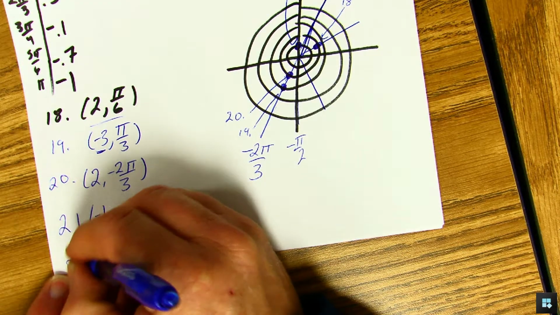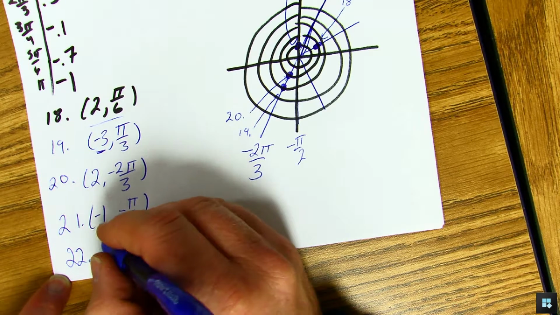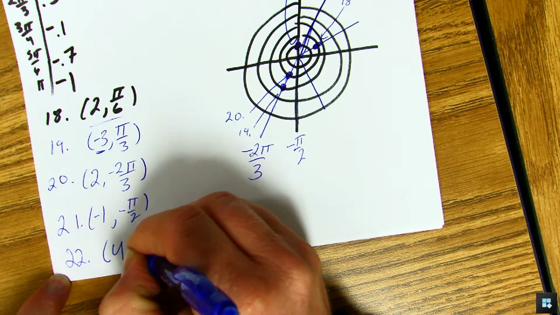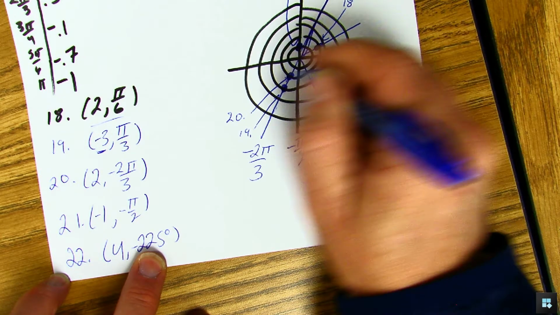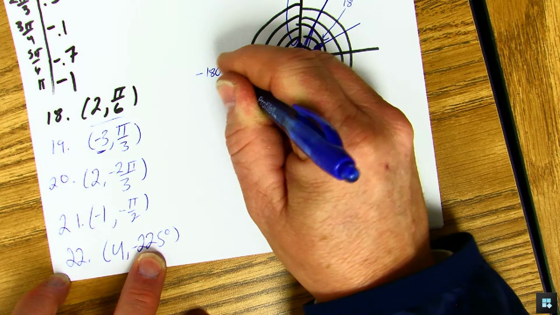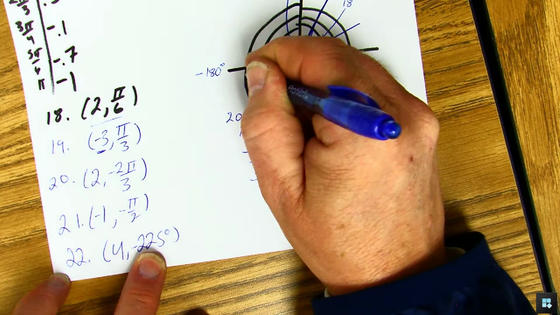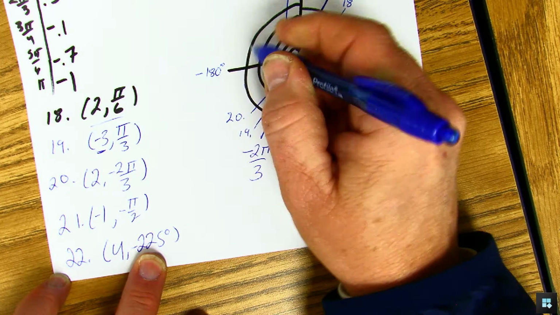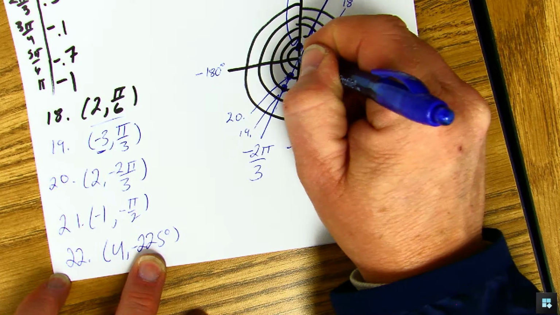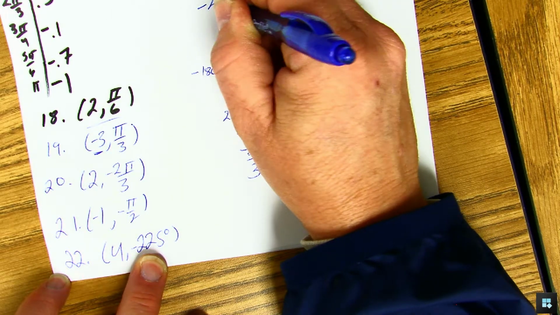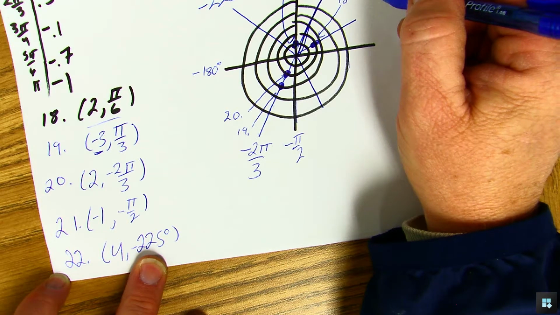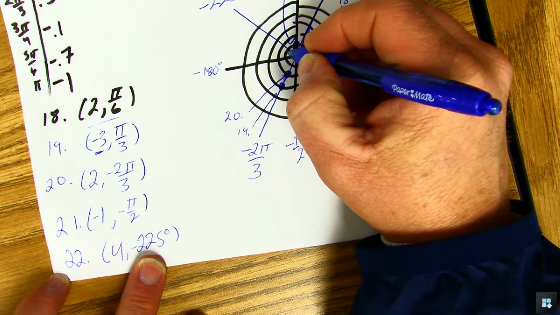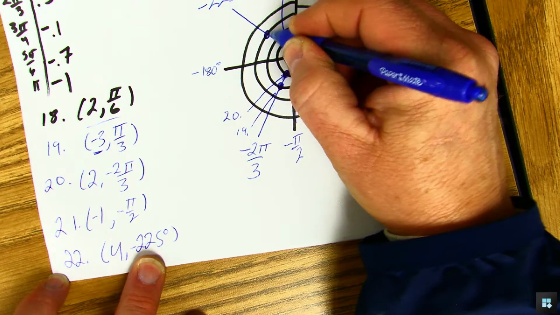Okay, let's look at 22. 22 says (4, negative 225 degrees). So negative 180, because it's just coming around this way, negative 180. That means I got to go up another 45, so right there's negative 225 degrees. And I go out 4 rings, so 1, 2, 3, 4, there it is. That's number 22.